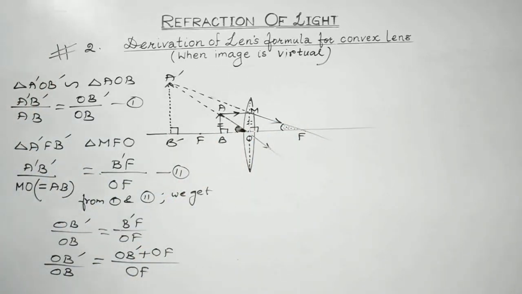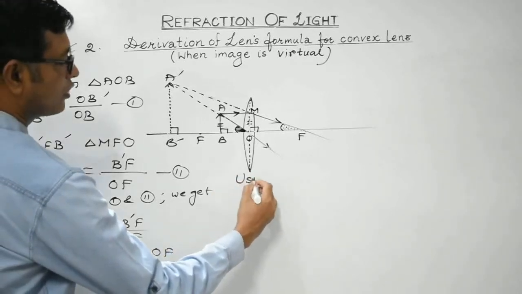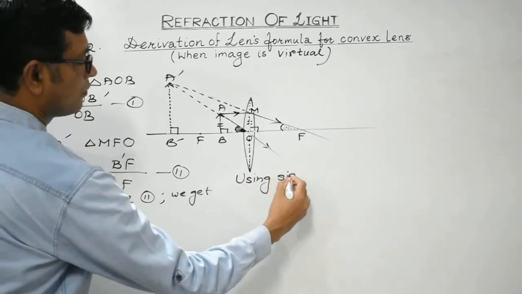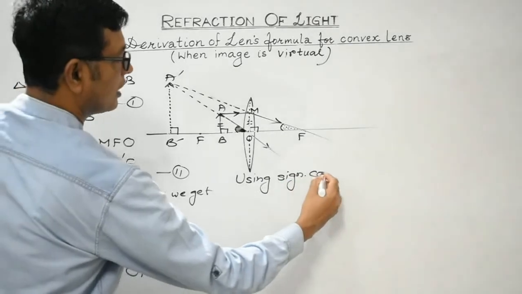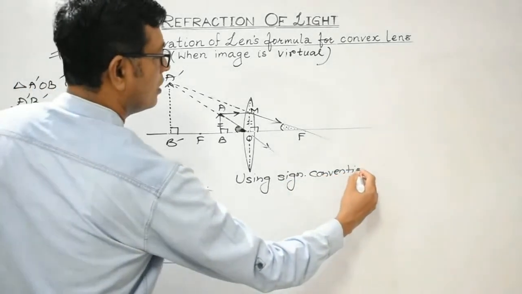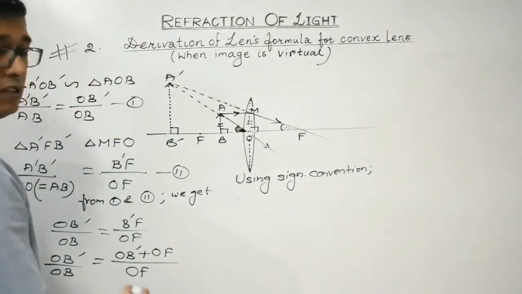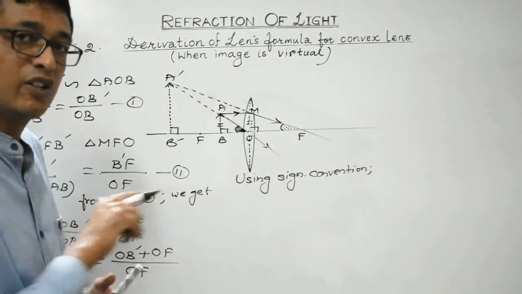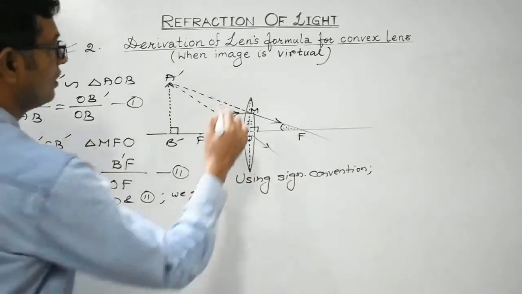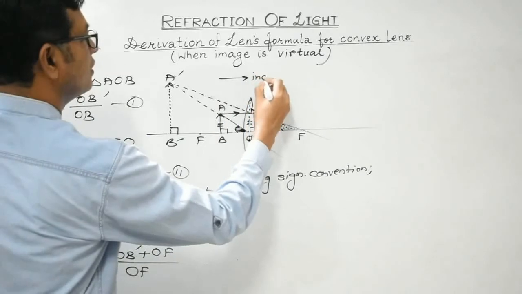Right? Now all the distances are measured from optical center. Now we can make use of Sign Convention. So using Sign Convention, let's see what we get. Here again the same rules. The distances measured along the direction of the incident ray are to be taken as positive. This is the direction of the incident ray.